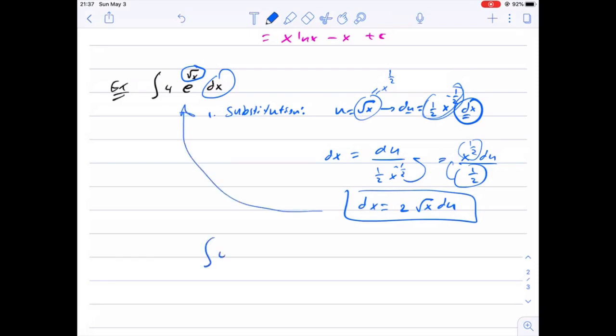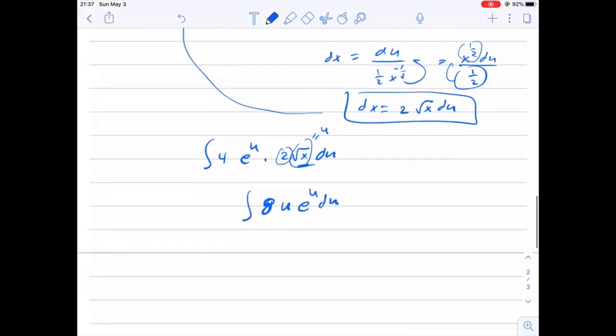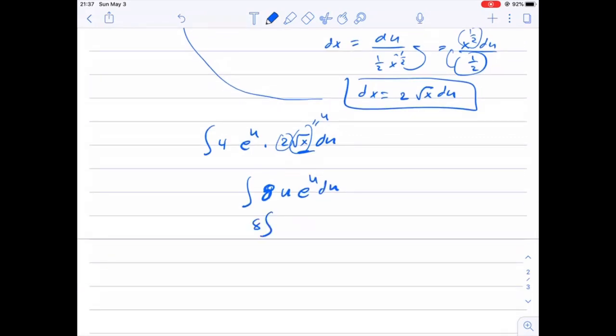Now we substitute here. We get the integral of 4 e to the u, because square root x is u. dx is 2 square root x du, but we still have x, but square root x is u. This becomes 4 times 2, which is 8, u, times e to the u du, and then we write it as 8. We can pull the number out of the integral, u e to the u du.